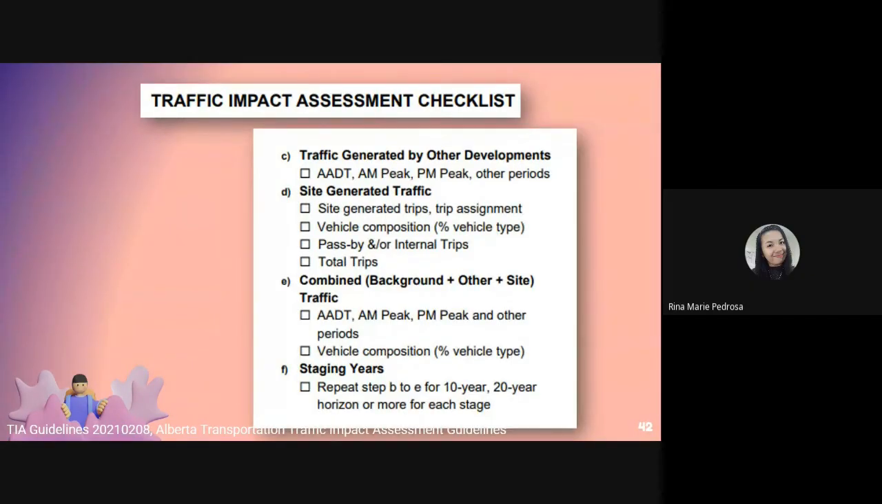So same thing, your average annual daily trips, AM peak, PM peak, other periods. Your site generated traffic, your site generated trips, trip assignment, vehicle composition, and again, composition in terms of percentage of the vehicle type, pass by and or internal trips, and the total trips. In E, we have the combined background plus other plus site traffic. Same thing, and the staging years. Repeat step B to E for 10-year, 20-year horizon or more for each stage.